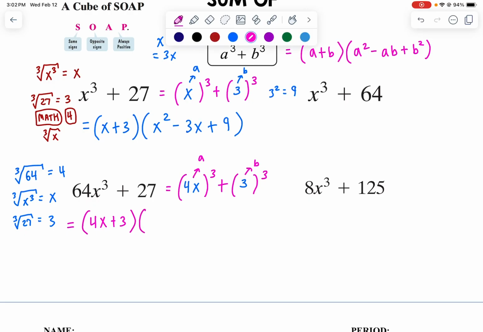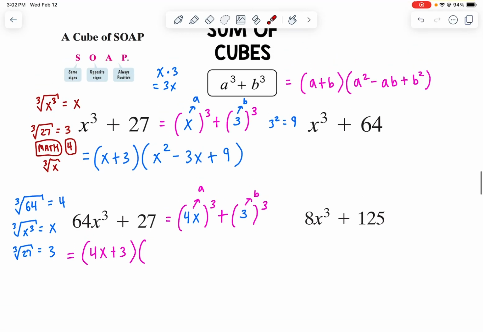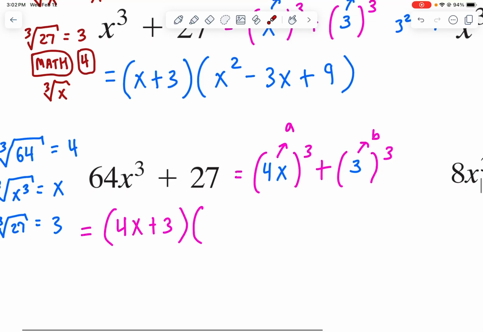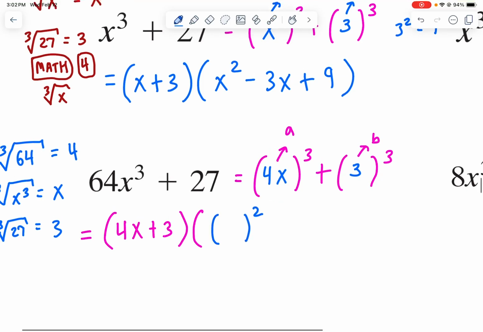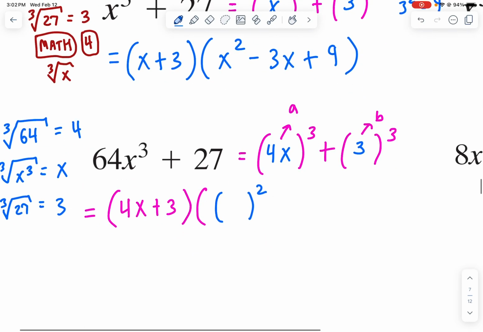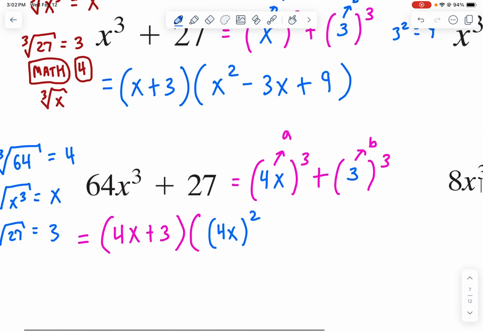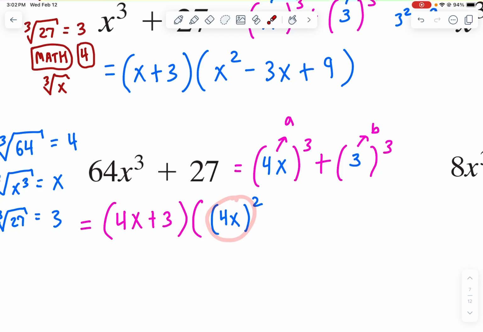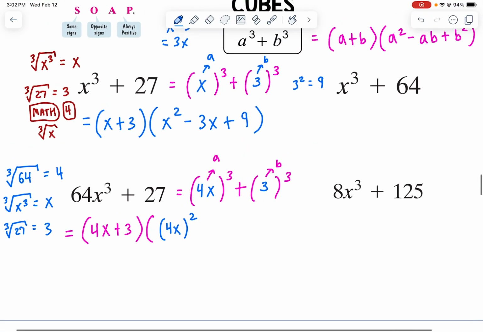Introduce the parentheses. And here is really the most important part. You definitely want to be real careful with this. They want us to square the A value. Notice here, though, the A is 4x. So we have to make sure we square the whole thing, 4x. I want to make sure you put that in parentheses and square the whole thing. We'll do that in just a minute.